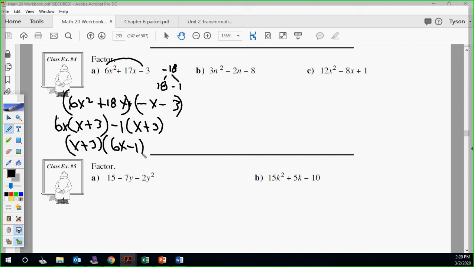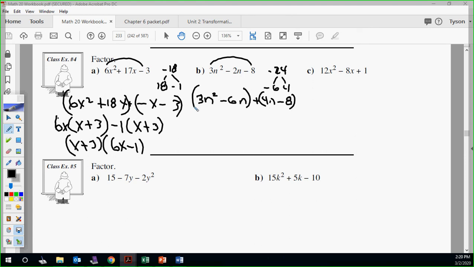Okay, I'll do one more here where I'm probably going a little bit too fast, sorry. And I'll let you try part C. Kind of slow down and see if there's any questions before we move to the negative stuff there below in GCF. All right, 3 times negative 8, negative 24. Factors of negative 24, that's negative 2, negative 6 and 4. So we have 3n squared minus 6n plus 4n minus 8.